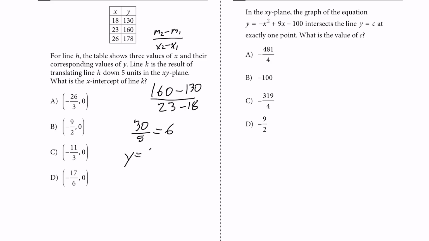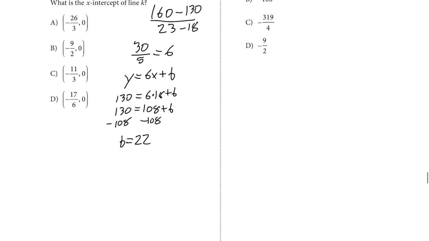So now we have y equals 6x plus b, where b is our y-intercept. We're going to plug in two numbers from the line, and then solve for our y-intercept. Let's just plug in 18 and 130. So we get 130 equals 6 times 18 plus b. 6 times 18 is 108. So 130 equals 108 plus b. Subtract 108 from both sides. We get b is equal to 22. So now we know that line h is y equals 6x plus 22.